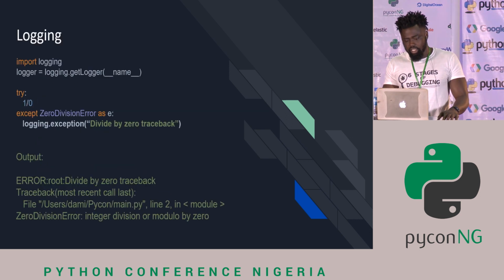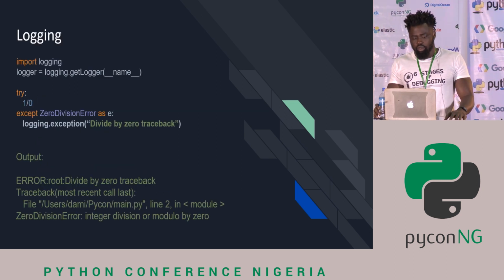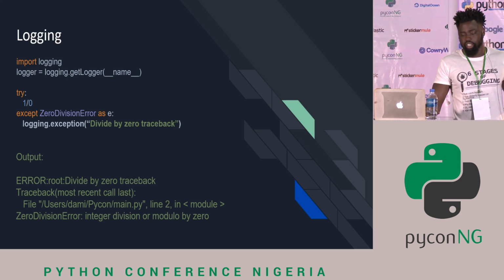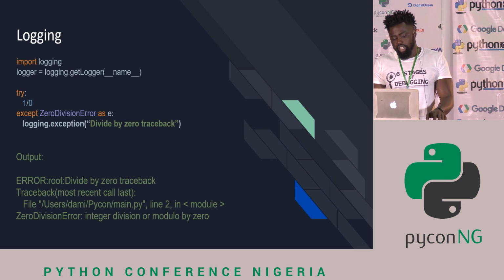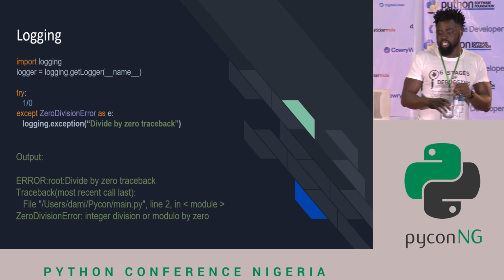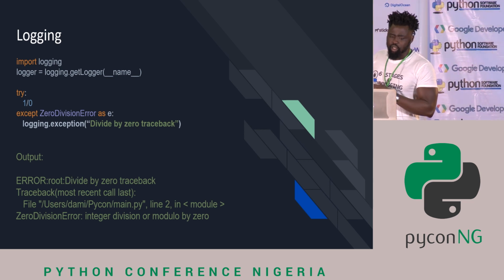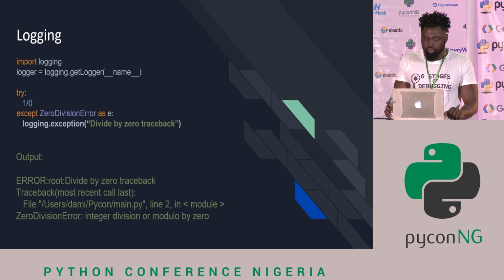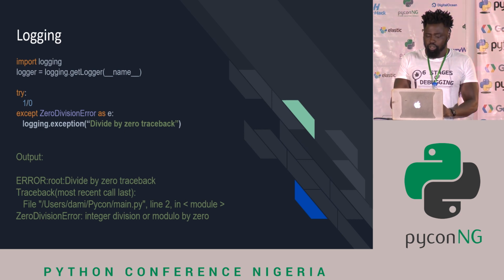So here is an example of running an expression, trying to divide 1 by 0, and then you get an exception. But the benefit of running logging.exception is so that you can see the output of your traceback in your log file. So that's all well and good with logging.